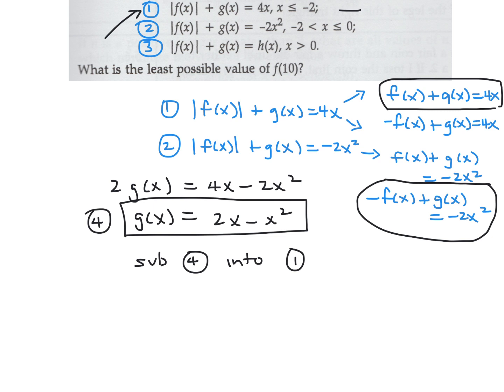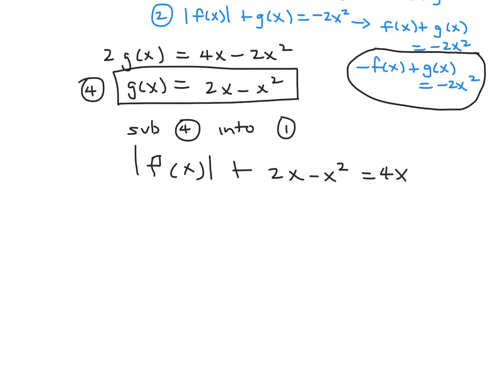Yeah, because we want the least possible value. So probably best to go with the least possible values of x, which is x less than minus 2. Okay, let's do that. So we've got the absolute value of f at x, plus g at x. But g at x is 2x minus x squared, and that is equal to 4x.